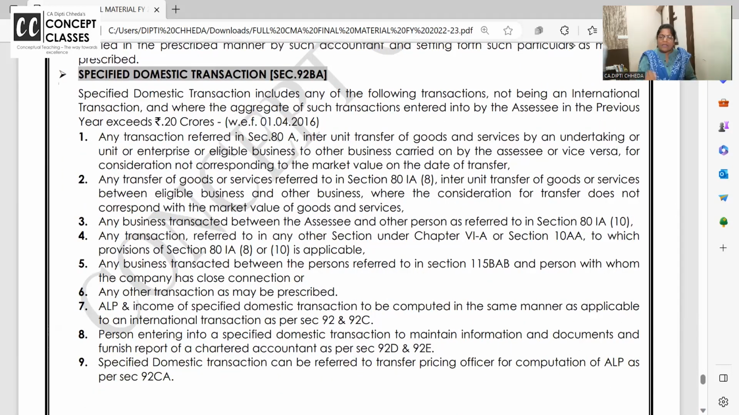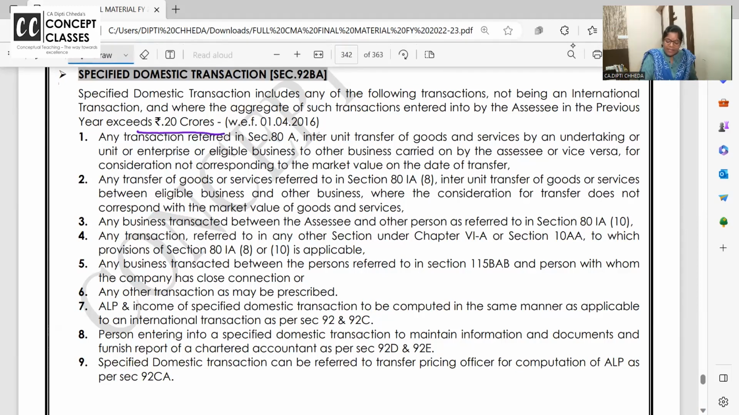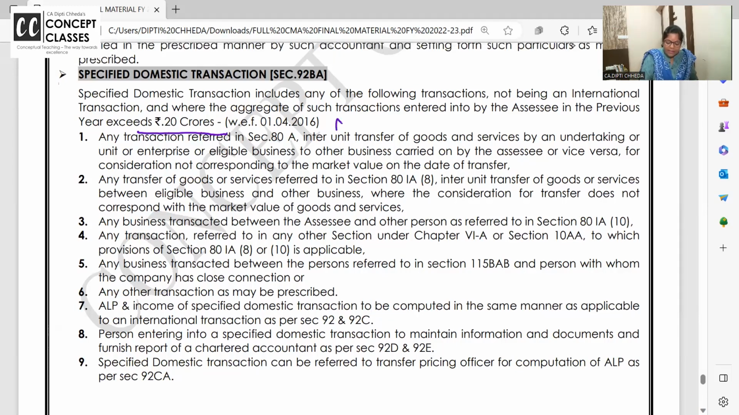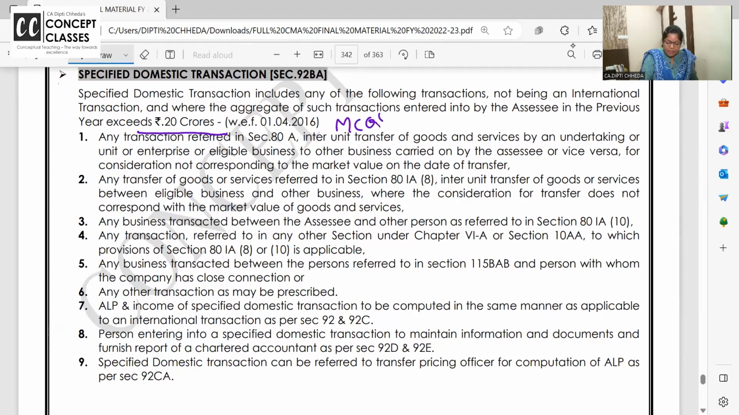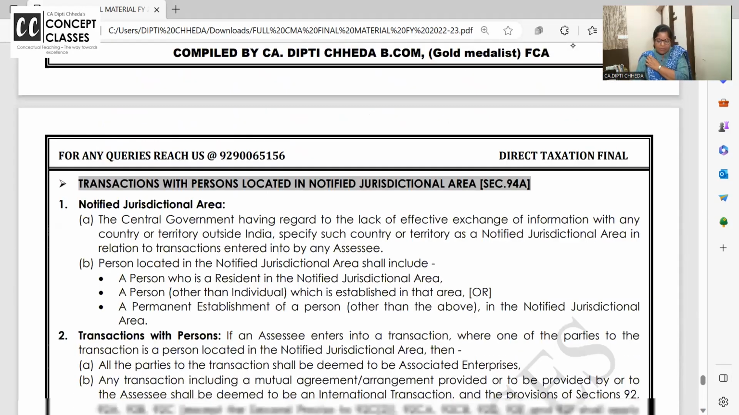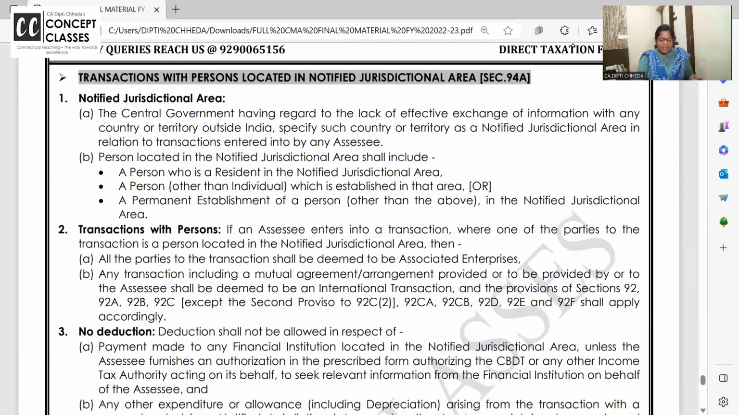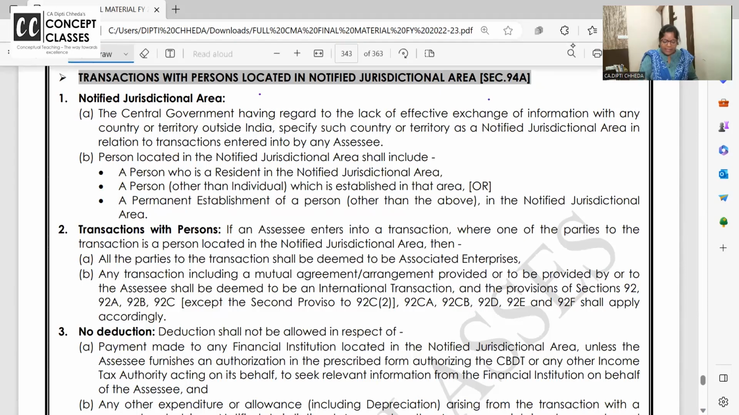Okay. International transaction, very much essential is that one party should be like non-resident. But if sometimes there are domestic transactions between the head office, branches, sister concern, which exceeds 20 crores, then transfer pricing is applicable. Okay, right. Transactions with person located in notified jurisdictional area.